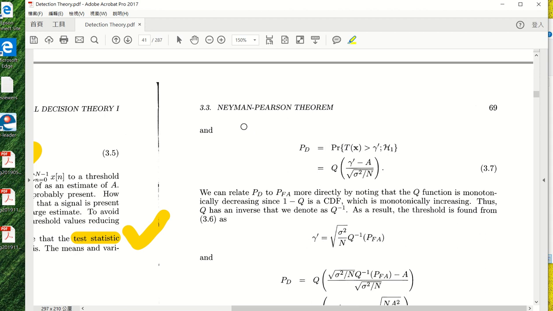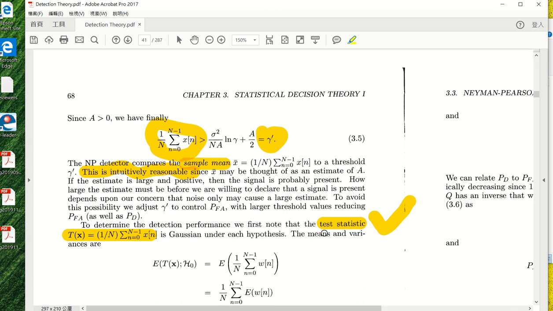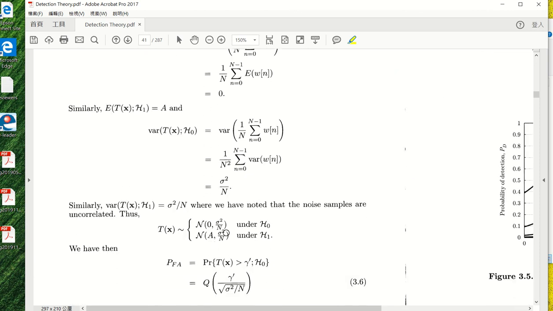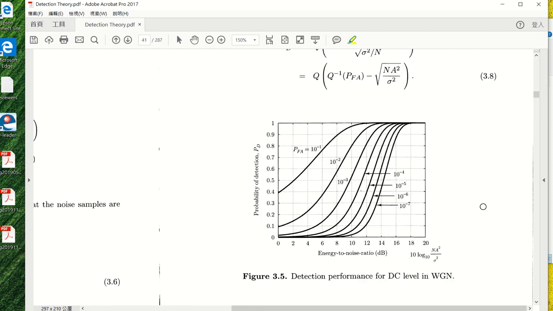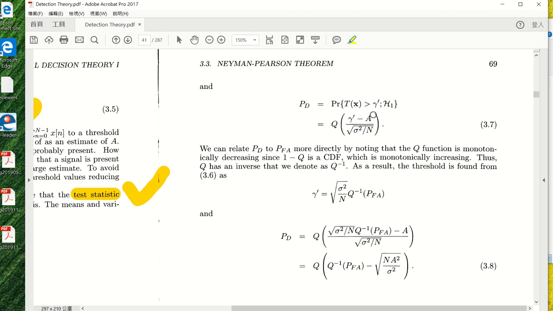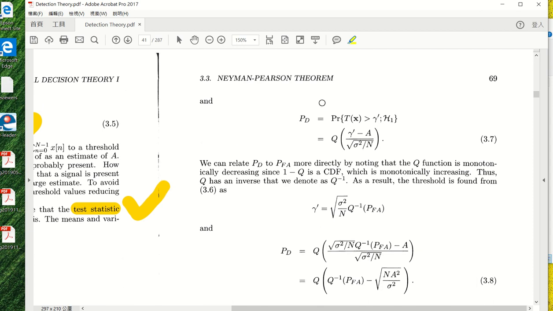Okay, and then what's PD? PD is when you condition on H1, you take the statistic to be larger than gamma prime. Then that T is what? T has A as the mean and sigma squared over n as the variance. So what happened is you have to subtract A, because you recall that I have emphasized many times Q function applies to standard Gaussian. Standard Gaussian means zero mean and 1 as the variance. So you have to make it gamma prime minus A divided by this standard deviation. Alright, so we have PD, and then PFA. Okay, so I think up to this point, let's take a break and come back later.